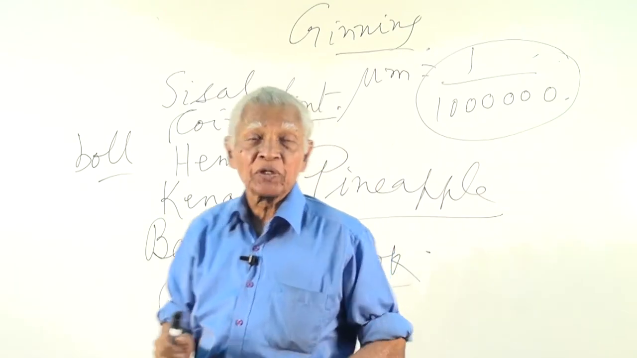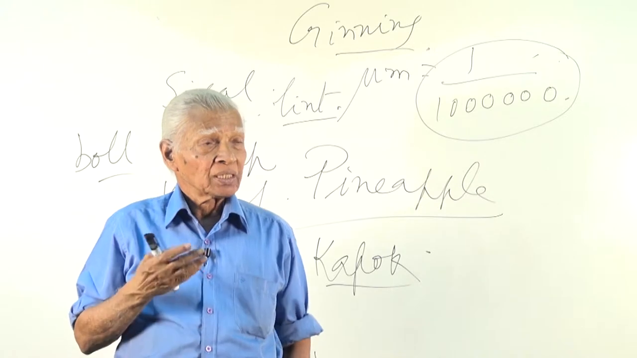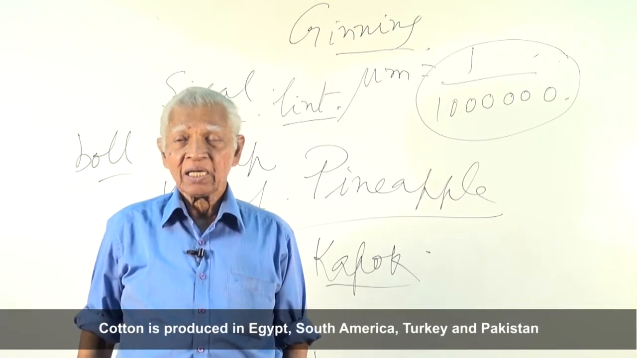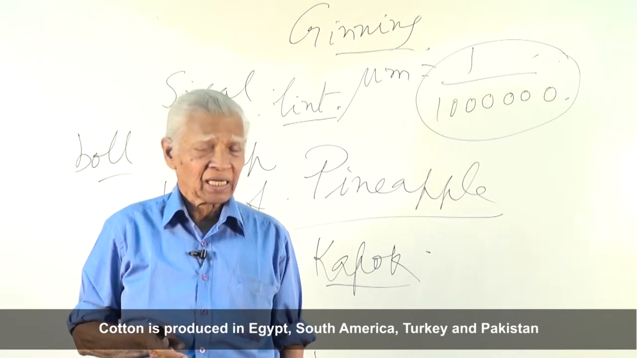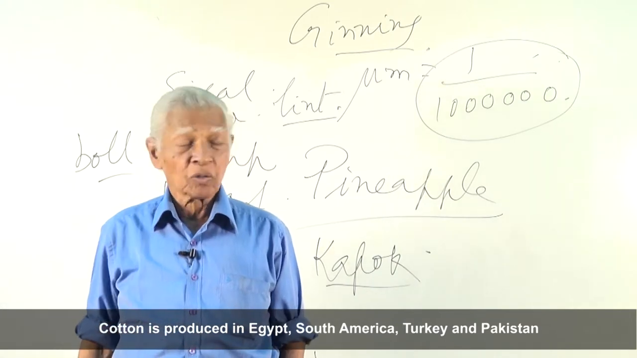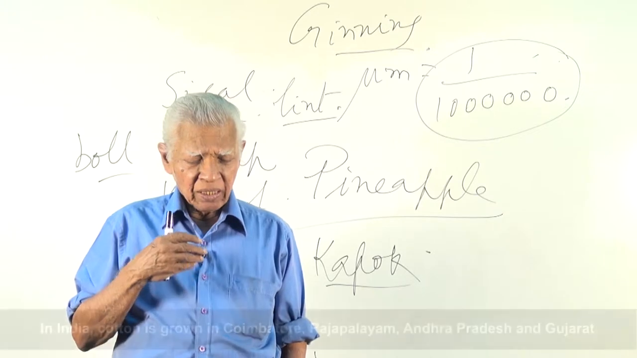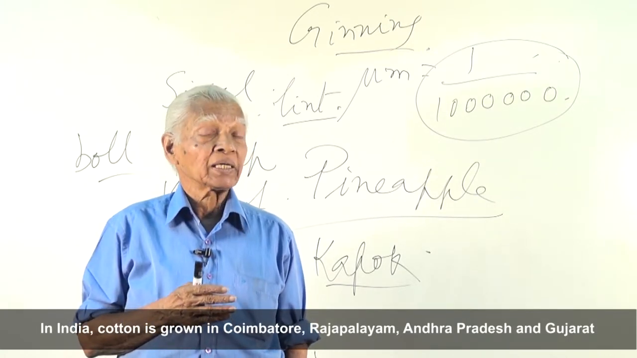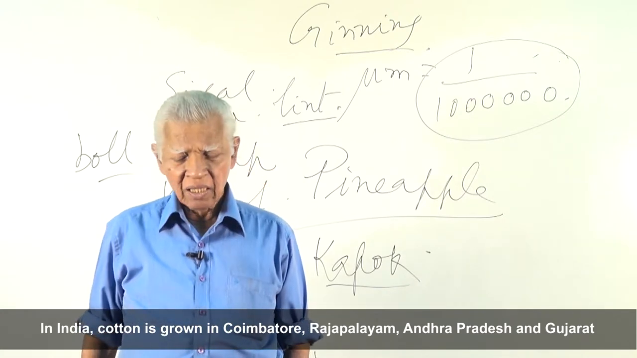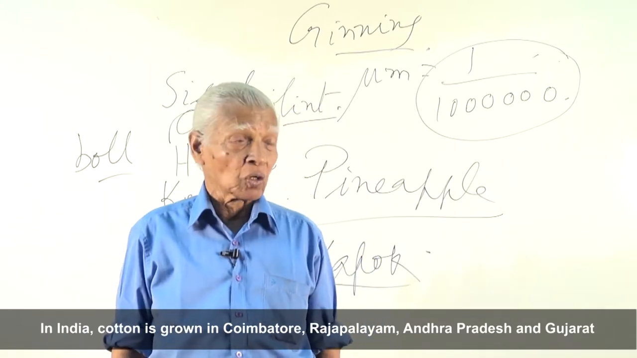India is a country which produces all types of cottons, and there are countries which produce very good cotton, like Egypt, South America and Turkey, then Pakistan, and so many others. In India, the cotton is grown in Coimbatore, in Rajapalayam, in Andhra, and also Gujarat. Gujarat is a place where several types of cottons are grown.